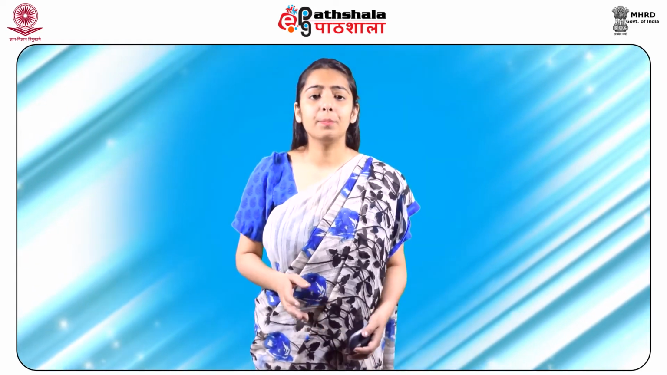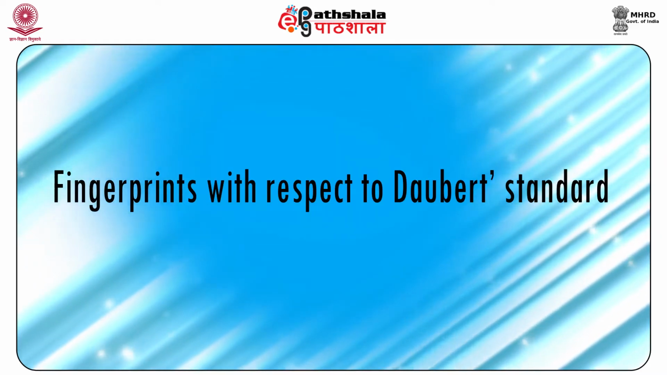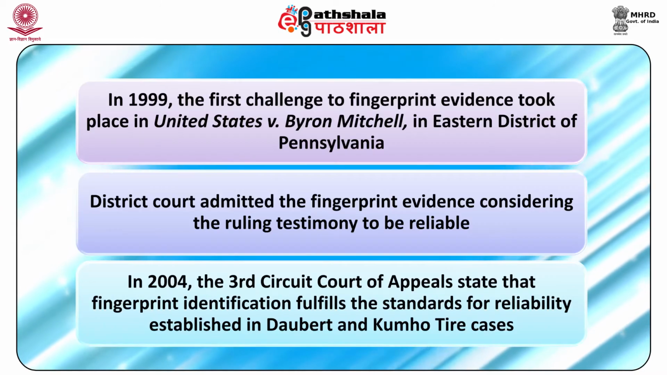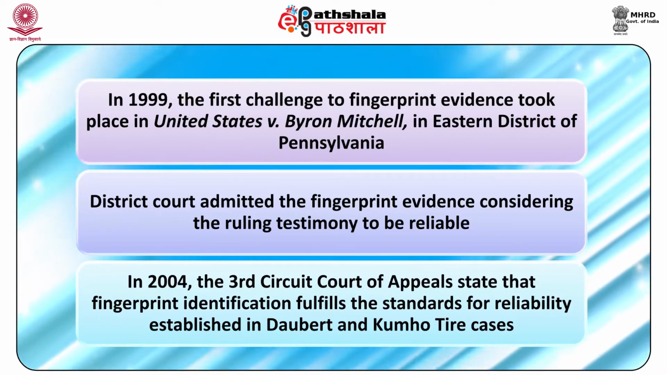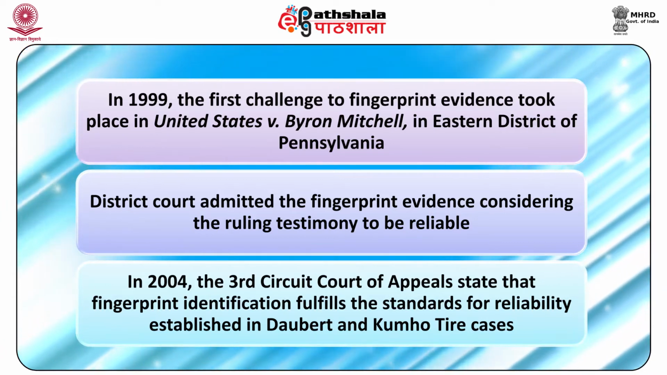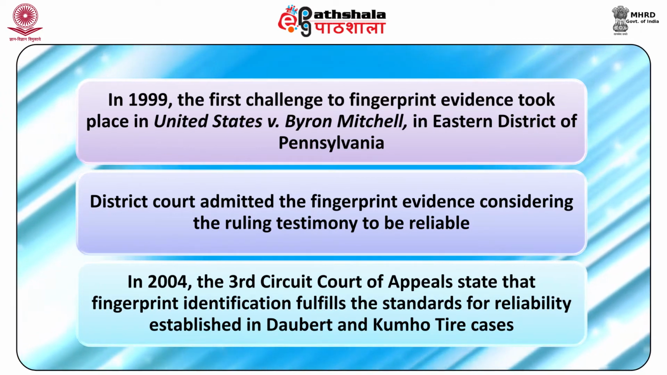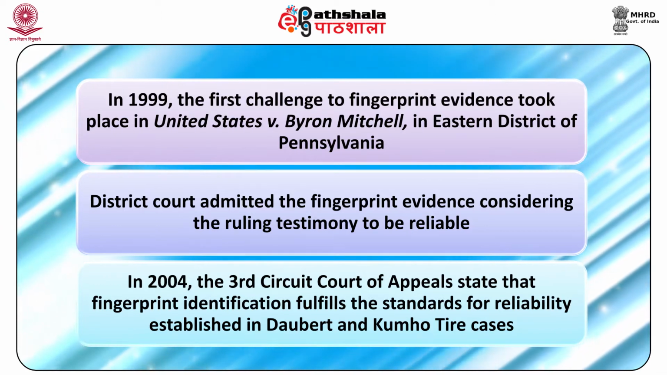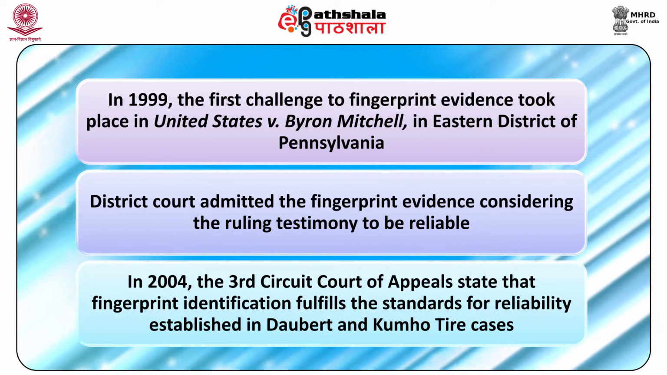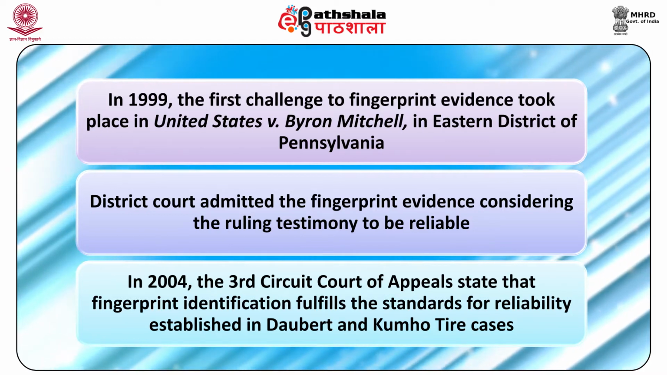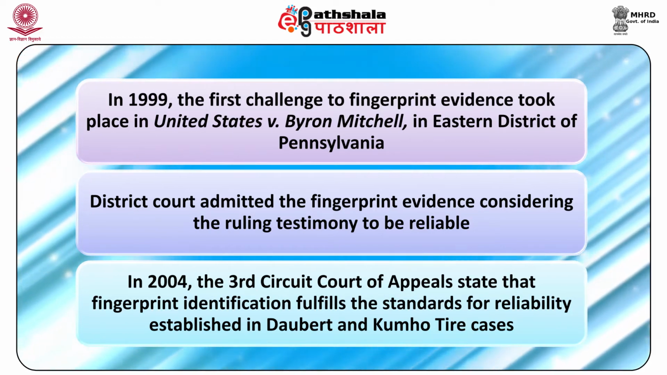Now, let us see the impact on fingerprints with respect to the Daubert Standard. The admissibility of fingerprints as scientific evidence fell into a controversial situation after Daubert's ruling. In 1999, the first challenge to fingerprint evidence took place in United States versus Byron Mitchell in the Eastern District of Pennsylvania. In this case, the District Court admitted the fingerprint evidence, considering the testimony to be reliable. In 2004, the Third Circuit Court of Appeals stated that fingerprint identification fulfills the standard for reliability established in the Daubert and Kumho cases.